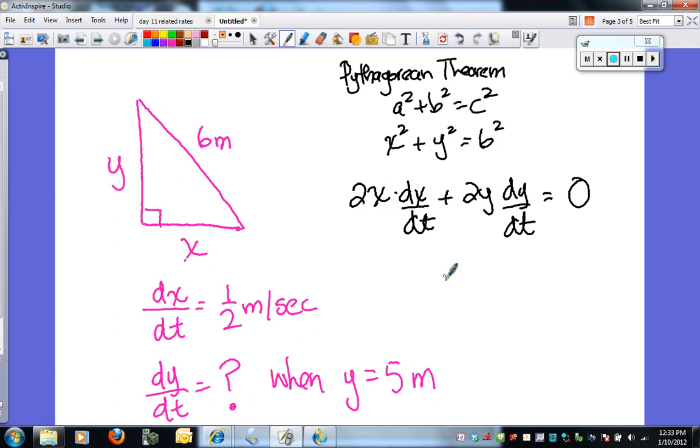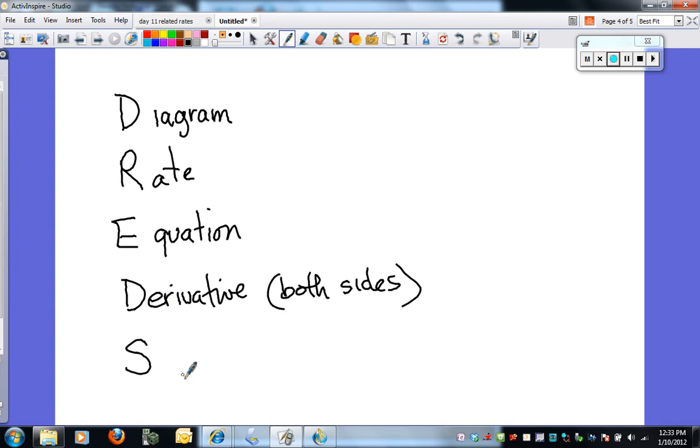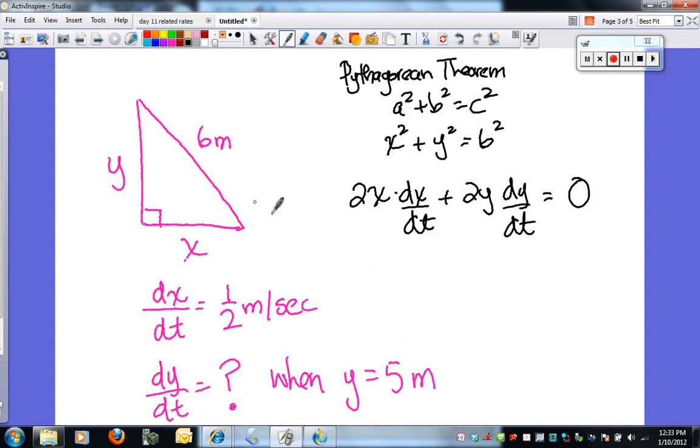We took our derivative. And what is our last part of DREADS? Let's take a look. Took the derivative. Substitute. And there's two s's here. And solve. So we're going to substitute our specific information and then solve. Cool. So let's substitute. We need an x, we need a dx/dt, we need a y, we need a dy/dt.